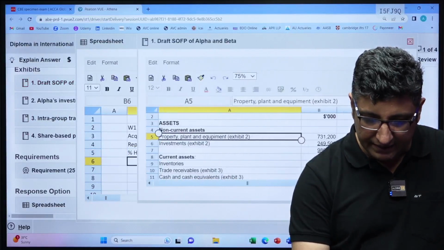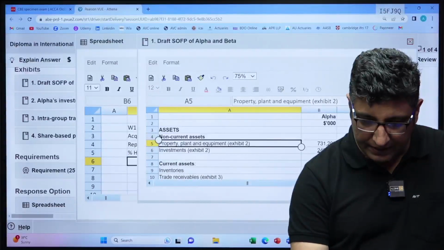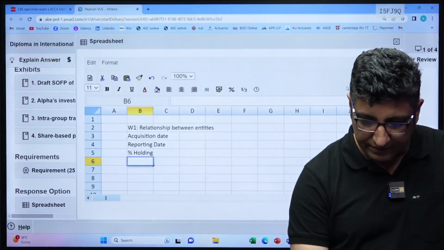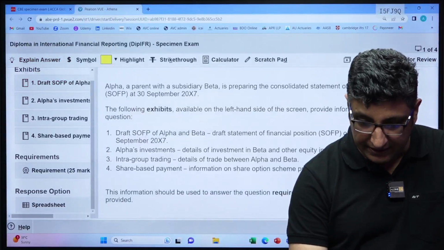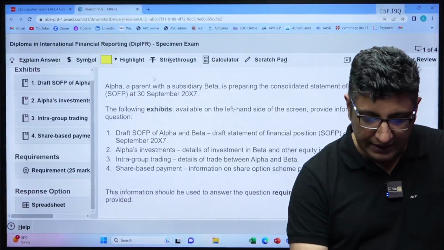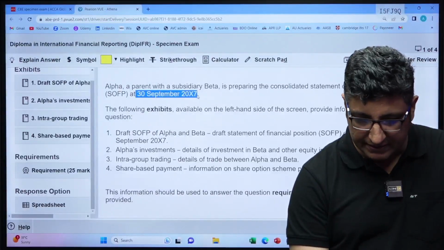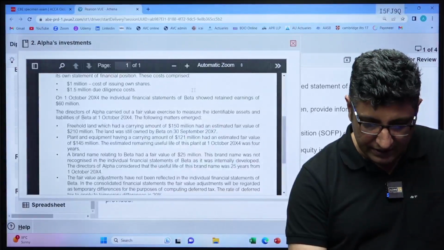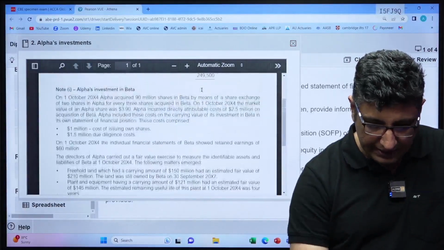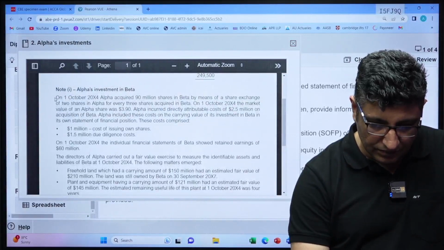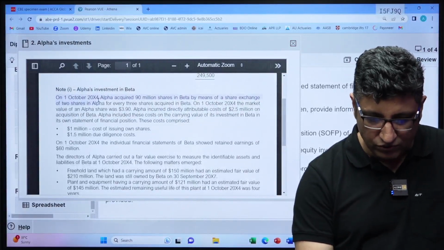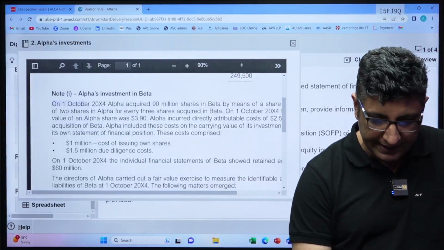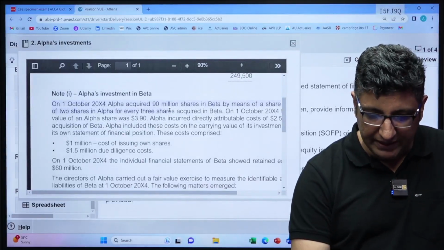I'm given my exhibit 2, so I think I need to go to my question again, and this is where the struggle is. I know my reporting date is 30th September 20X7. If I look at Alpha's investment, it tells me that on 1st of October 20X4, Alpha acquired 90 million shares, right?